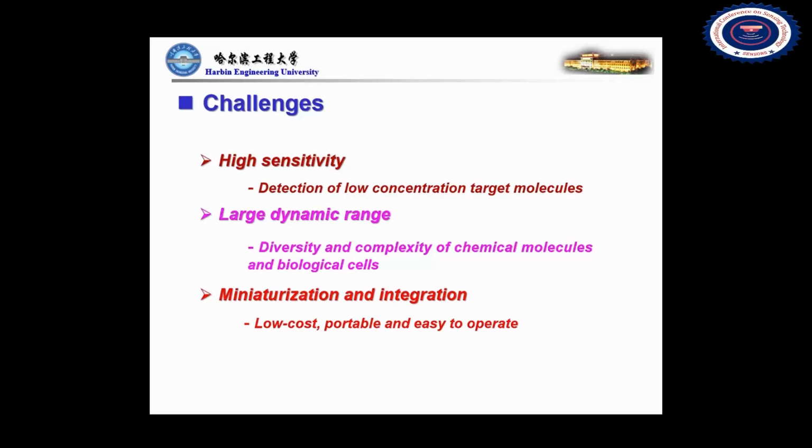Second, due to the diversity and complexity of chemical molecules and biological cells, a single optical microfluidic device cannot cope with the detection of multiple markers and cannot be reused, resulting in a waste of resources. Therefore, optical microfluidic devices are required to have a large dynamic working range to meet various detection requirements.